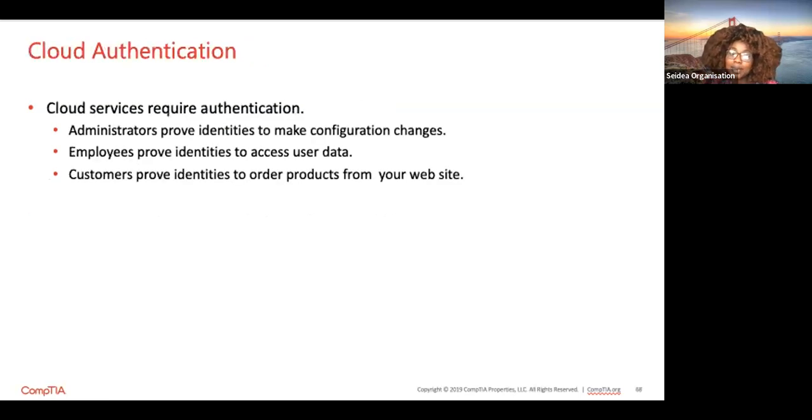So the next one we're going to talk about is cloud authentication. Cloud services require authentication. We've already talked about it, especially when we're looking at the CIA triad. Why is this important? It's important because with the increasing adoption of cloud services, ensuring authorized users can access the cloud resources is paramount, because a lot of organizations are moving large amounts of critical data to the cloud. So it's extremely important for that as well.